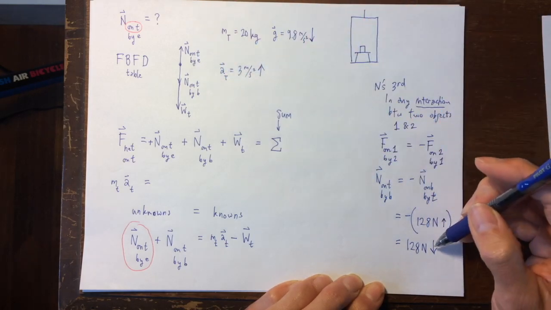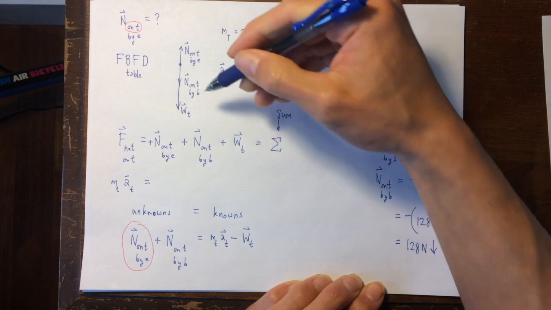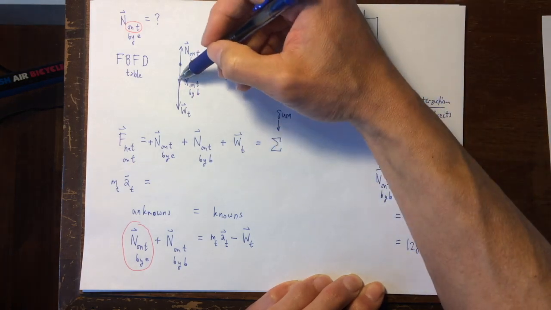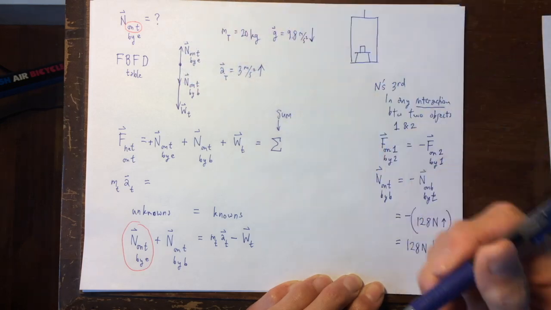Sorry, I just said that. It's on the table by the box. Yeah, on the table by the box. It is downwards, and that was the direction we guessed it was going to be in.